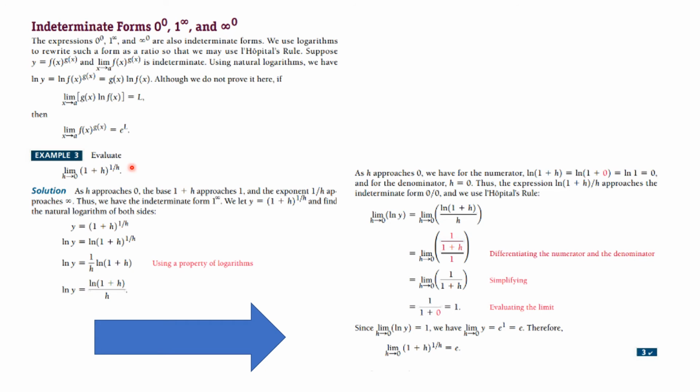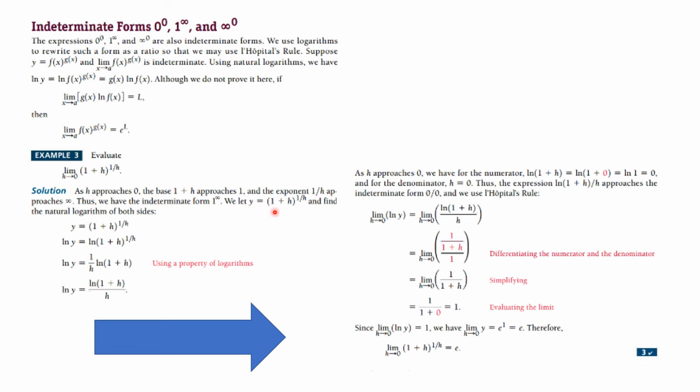So here we go with this. We're going to evaluate the limit as h goes to 0 of (1 plus h) to the 1 over h. Now if we're plugging this in, you see we would have 1 raised to the infinity. So this is of the form 1 to the infinity. As h approaches 0, the base 1 plus h approaches 1, and the exponent 1 over h approaches infinity. Thus we have the indeterminate form 1 to the infinity.